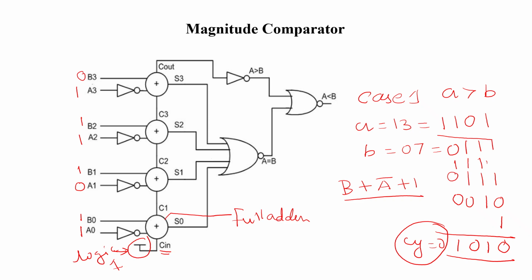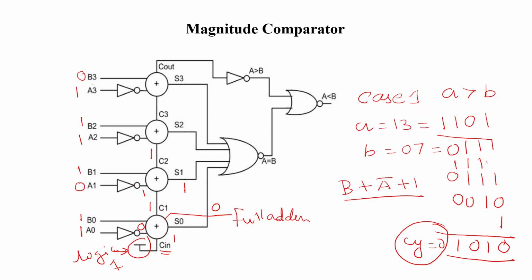So now I add the 3 input values. C in value is 1. A0 value is 1, so after the inverter, you will get 0. Then B0 value is 1. So 1 plus 0 plus 1, sum is 0, carry value 1. This carry out is propagated to the input of the next full adder. So here the carry in value is 1. So 1 plus 1 plus 1, sum is 1, carry also 1.